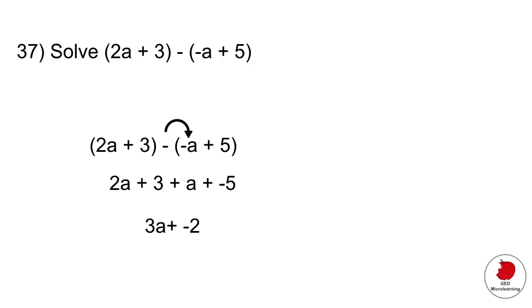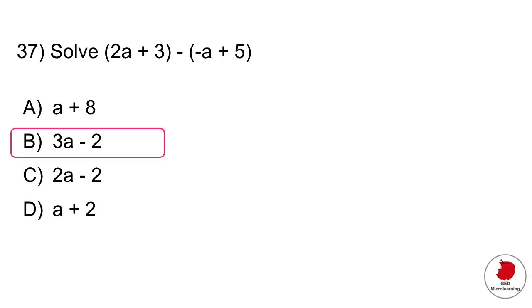And then the next step would be simply to clean this up. All right, so you have 2a plus a, that's 3a. And then if you look at the whole numbers, you have 3 plus negative 5, which would be negative 2. Okay, so you end up with 3a plus negative 2, or you could just simply represent it as 3a minus 2.